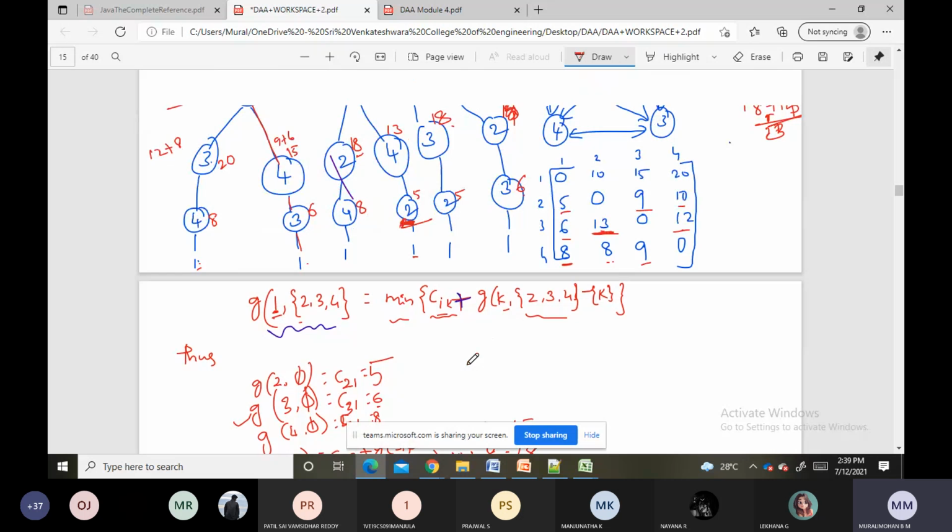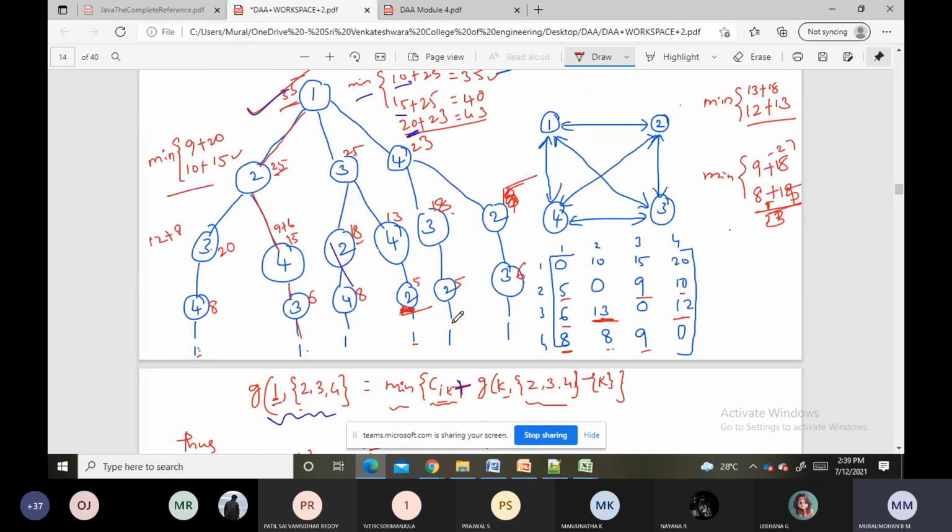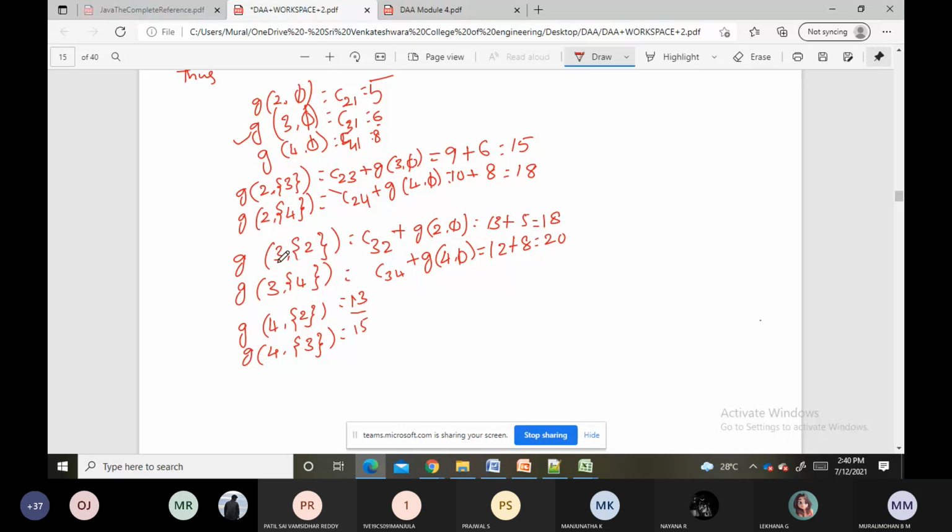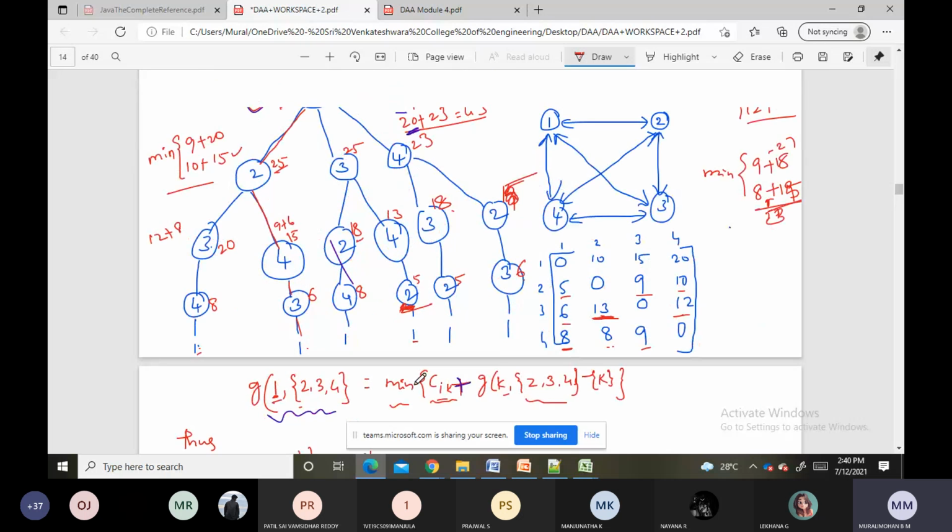When we are at 2, what is the cost incurred to return to 1? So when we are at 2, we have two routes. One is through 4, the other is through 3. So we finished that here. When we are at 3, through 2 and through 4, how to return to 1. Similarly, when we are at 4, through 2 and through 3, how to return to 1. So we finish the second level.